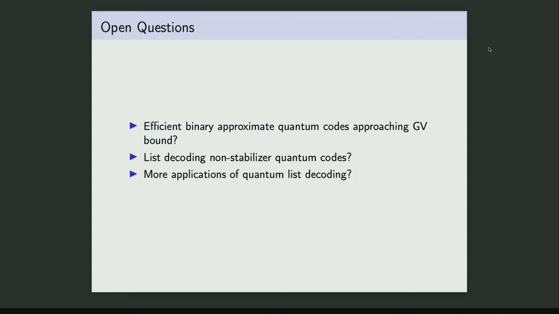And I guess two other points. One is it's not clear how to list decode non-stabilizer codes. We have only actually defined list decoding for stabilizer codes, but classically you can list decode nonlinear codes. So it is a little weird that there's this discrepancy. And finally, it would be interesting if we had more applications of quantum list decoding. I guess classical list decoding has a number of applications in complexity theory, whereas quantumly so far, we don't really know analogous results. So thank you.